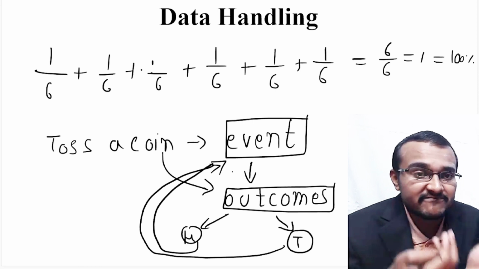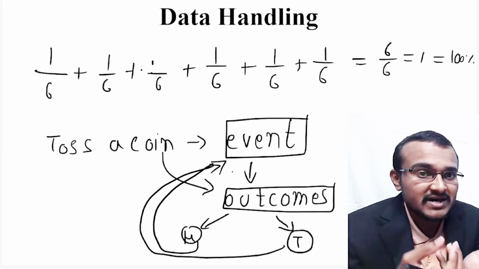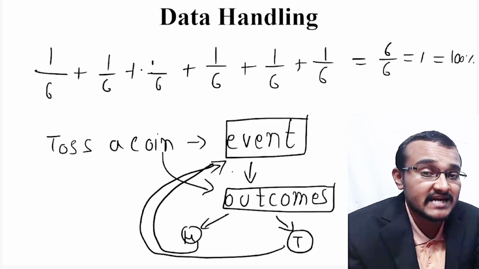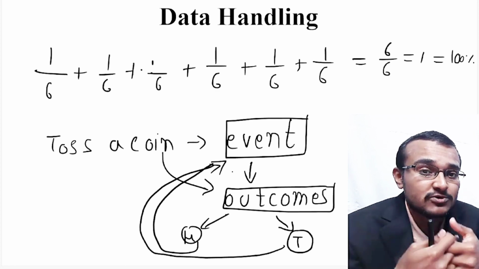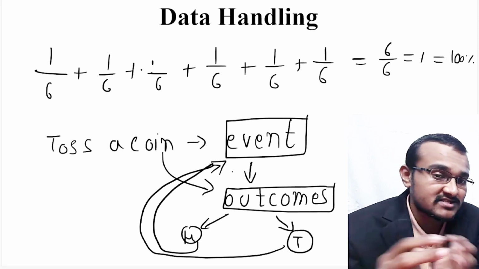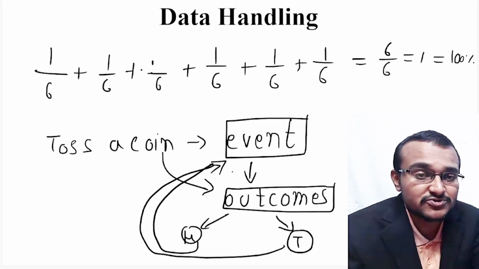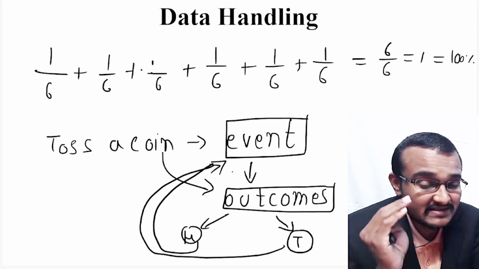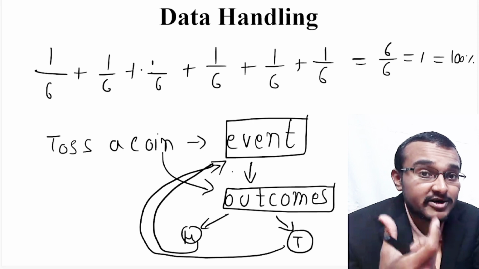Like this, for every activity which you do, there will be an event occurring and there will be multiple outcomes associated with that particular event. All those outcomes will be clubbed together for that event. This is what probability is. This is what you should understand. When you look closely at probability, only then will you understand what it is.